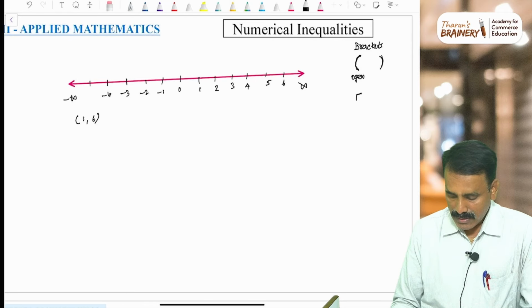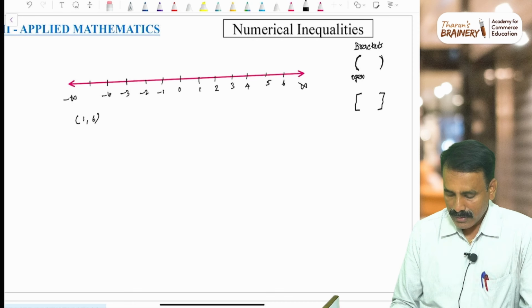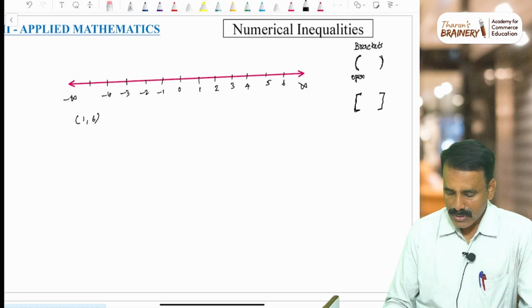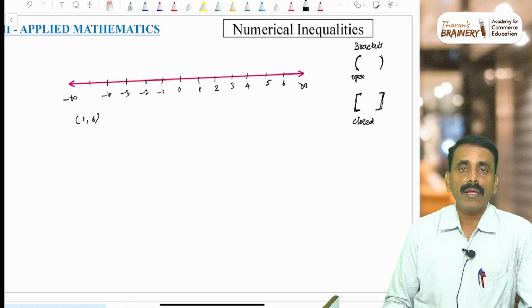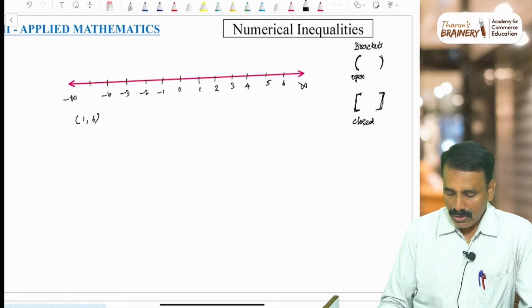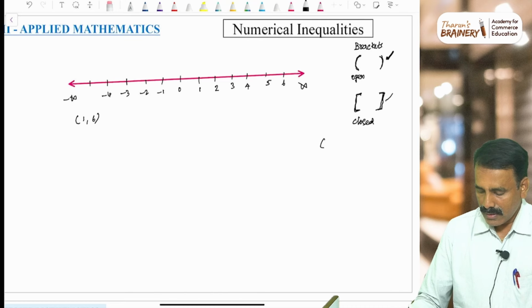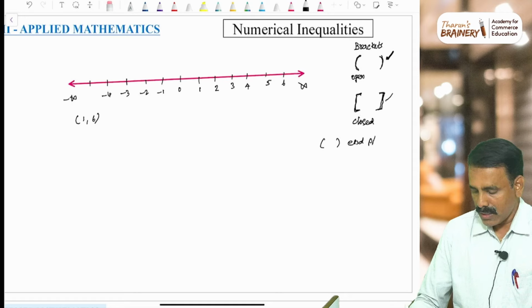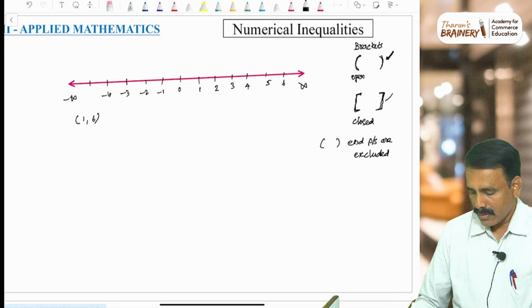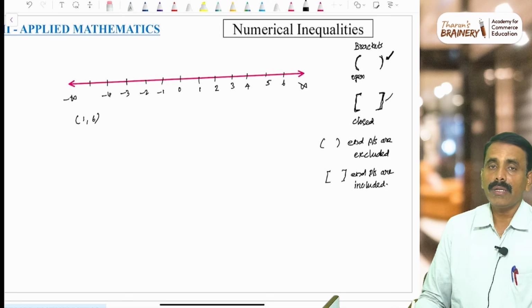And the next one is the rectangular bracket. This is used to denote closed interval, where endpoints will be included. Here it will be included, here it will be excluded. For open bracket, endpoints are excluded. Endpoints are included in the closed interval.